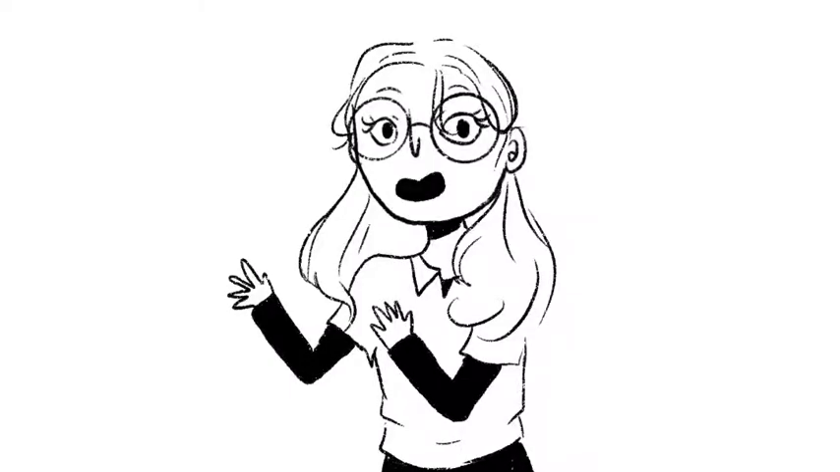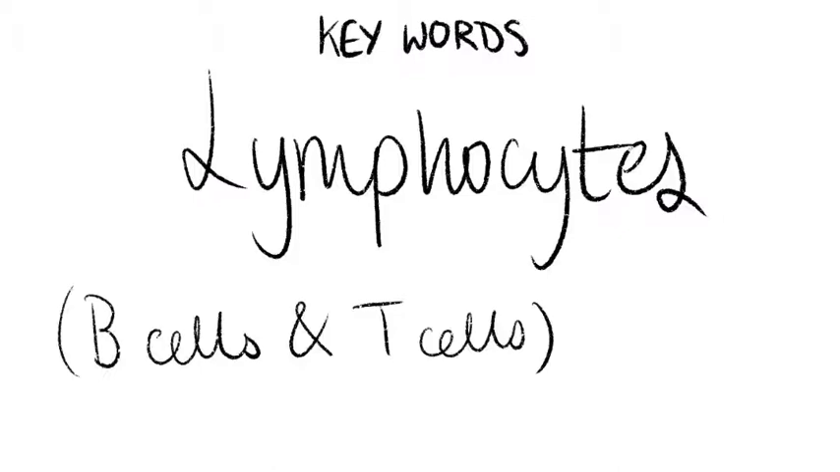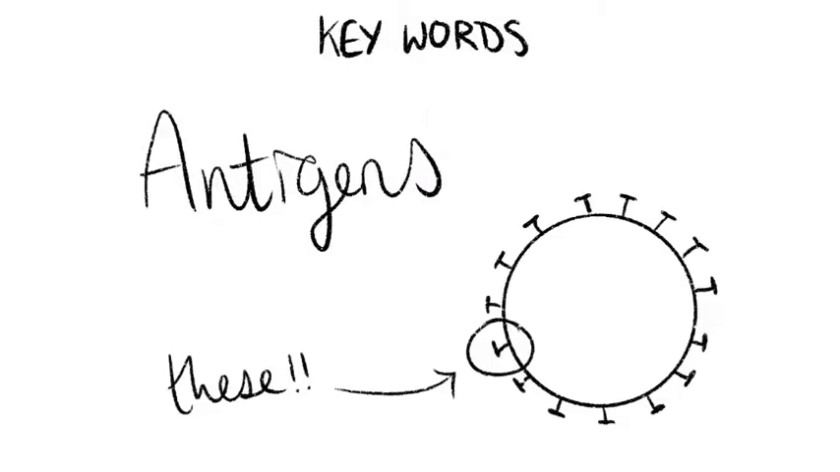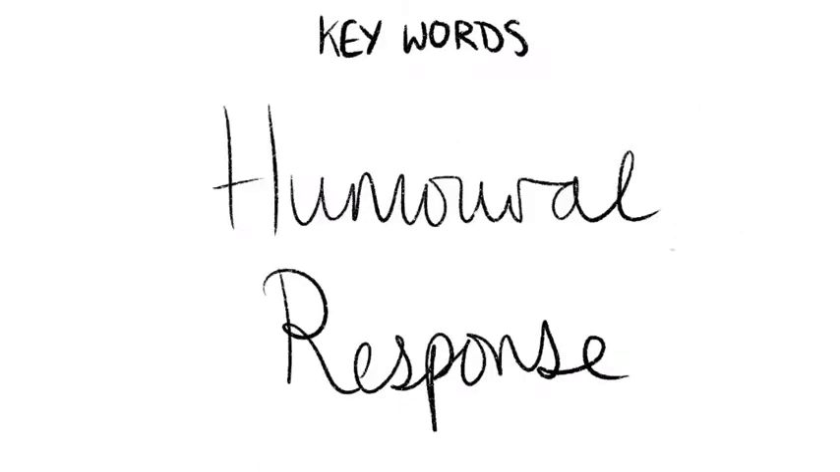Before we start, a few key words to start us off. Lymphocytes, a kind of white blood cell. When I'm referring to B cells and T cells, it's essentially shorthand for B lymphocytes and T lymphocytes. Antigens, those little sticky out proteins on the surface of cells. Cell-mediated response, the response that primarily involves T cells. And the humoral response that primarily involves B cells.